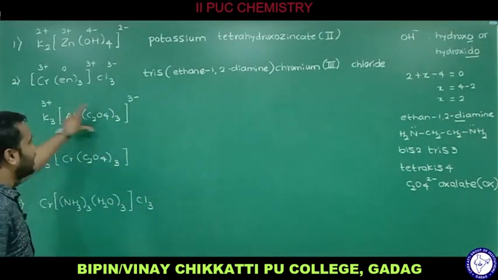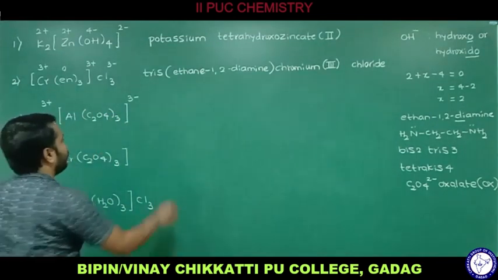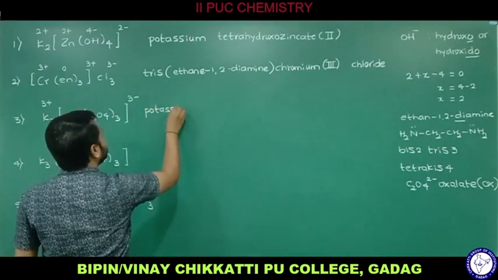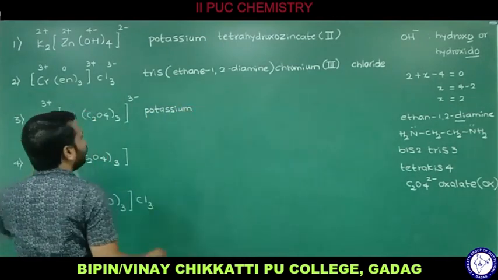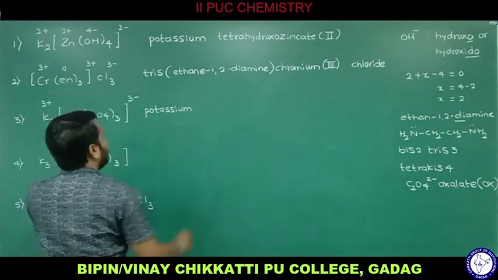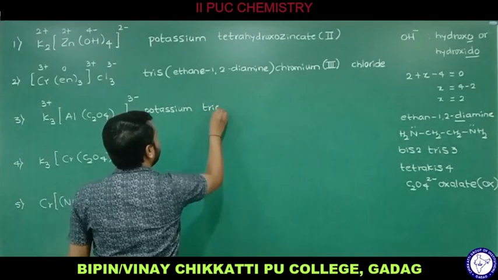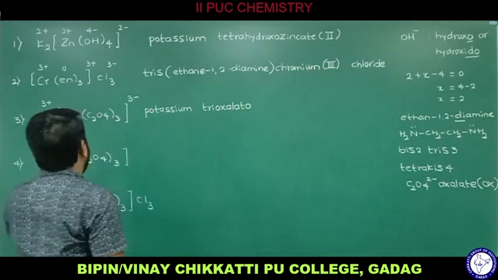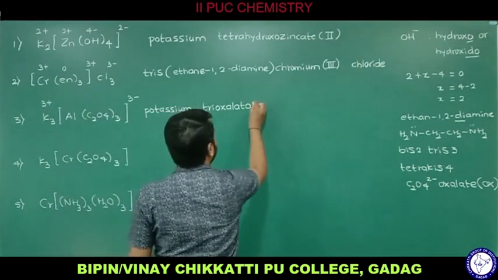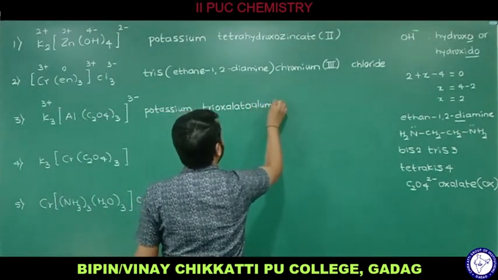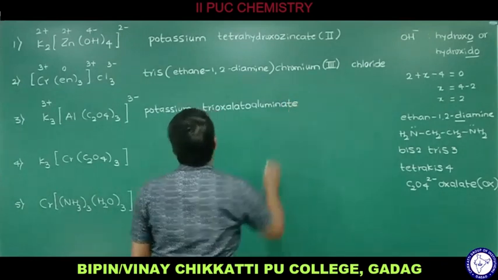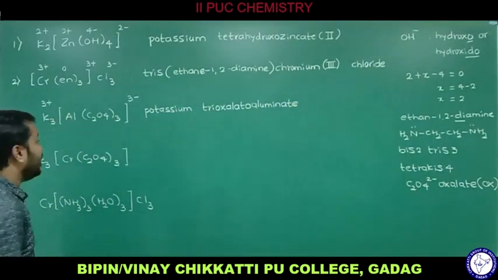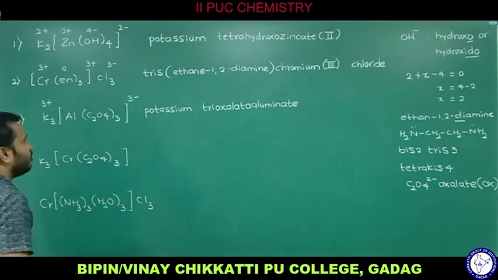Since it is an anionic complex, the cation has to be written first. Therefore let me write here: potassium, the counter ion, then leave a space, and trioxalato, and we have aluminium, so I need to write trioxalatoaluminate. See here, aluminate it is, because for an anionic complex the word should end with -ate, aluminate. And we'll see what the oxidation number of aluminium is.